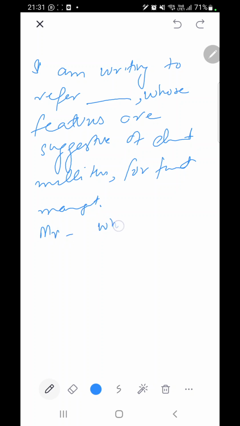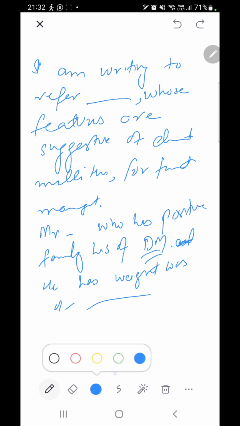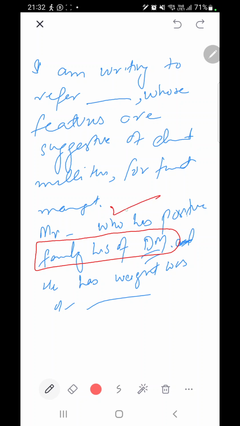X, who has a positive family history of diabetes mellitus. You will write in full form, and okay, let's say weight loss of blah blah. So you can see that in this case, if I would be writing this, family history of diabetes mellitus would be quite significant to be written in focus, right after the introduction.